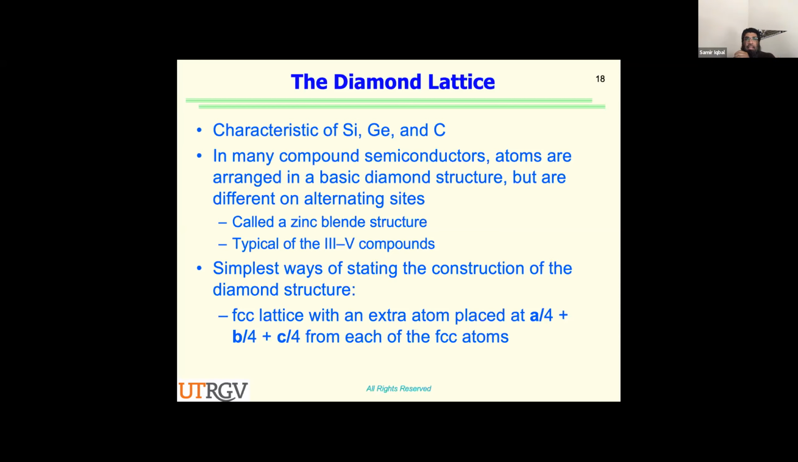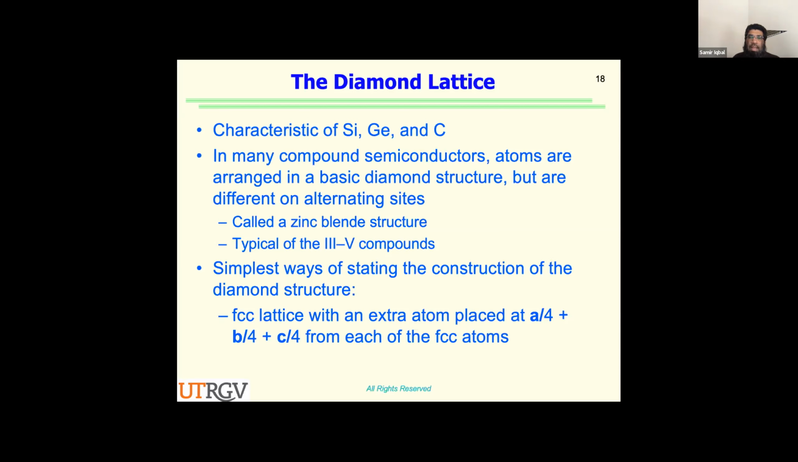In many compound structures, atoms are arranged in a basic diamond structure, but are different on alternating sites, right? So if you have gallium arsenide, for example, GaAs, we call it gas also, right? Gallium arsenide would have gallium, arsenide, gallium, arsenide, but they are not making ionic bonds like sodium chloride. We are done with the sodium chloride example now. We are talking about hard material, semiconductor material. So if that happens, we call that special shape of diamond the zinc blend structure.